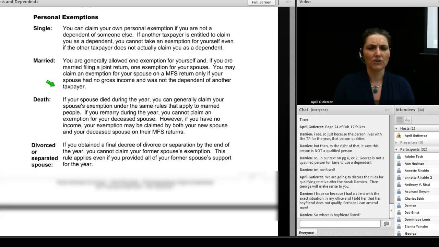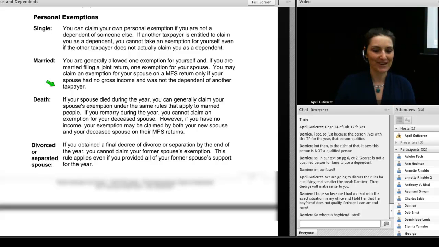So what? Your spouse does not file a joint return with you. Your spouse has zero income in the world, doesn't file a return with someone else. You're actually allowed to claim their exemption. Did you know that? On your married filing separate return. I've done it maybe once in 20 years.